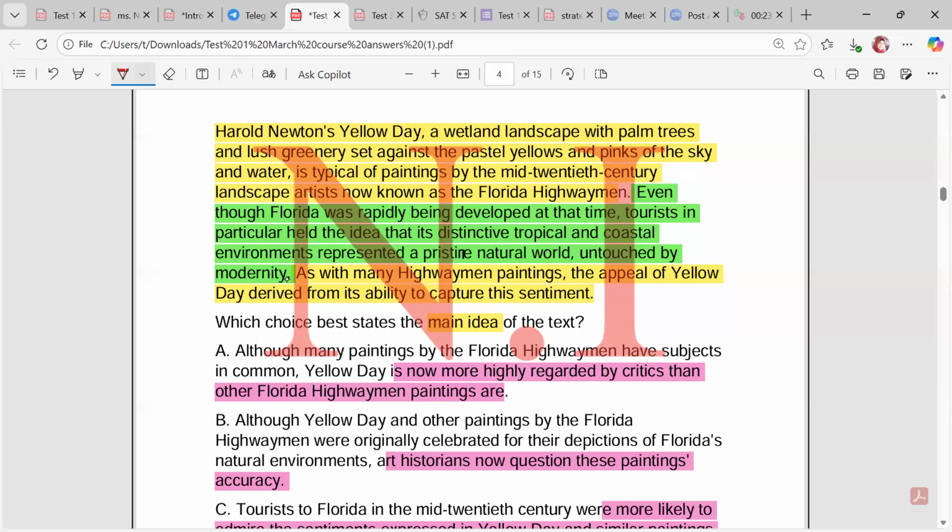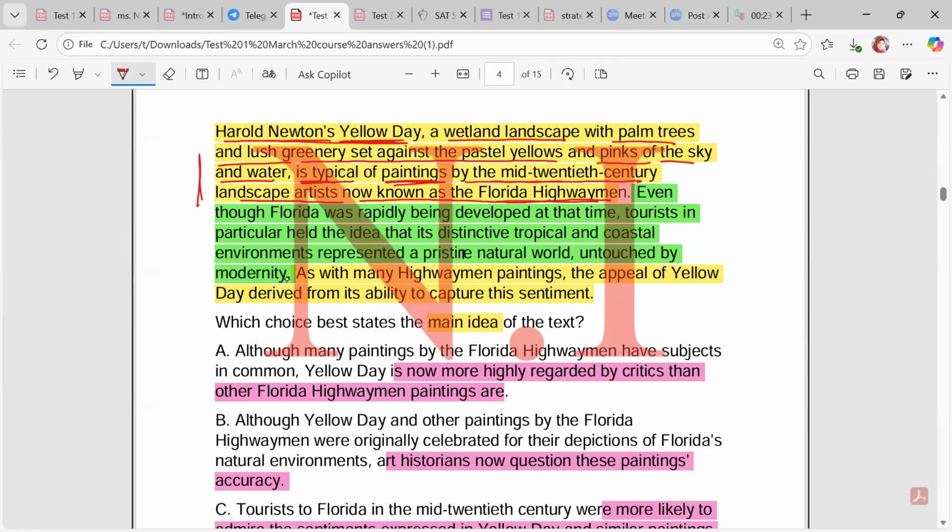So here, Harold Newton's Yellow Day, a wetland landscape. This is the name of a landscape with palm trees and lush greenery set against the pastel yellows and pinks of the sky and water, is typical of paintings by mid-20th century landscape artists now known as Florida Highwaymen. Everything that describes the landscape and the sky is typical of paintings by those artists known as Florida Highwaymen.